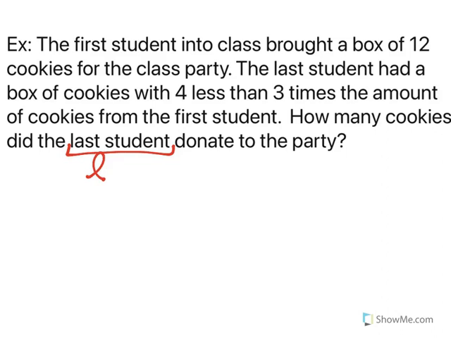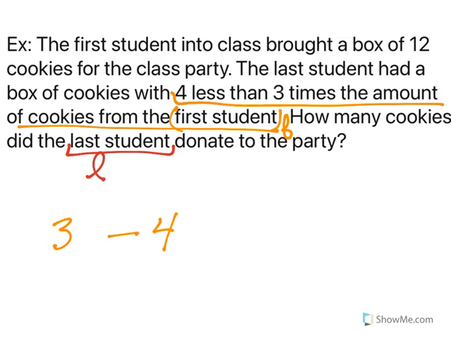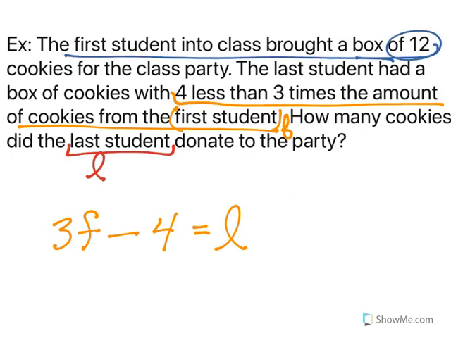So we have this information here, 4 less than 3 times the amount of cookies from the first student. Right now, I'm going to call the first student F just for fun, okay? So 4 less than 3 times the first student gives me the amount of cookies for the last student. Here's my equation, right? With my first student and my last student and how they're related. Now we know the first student had 12. That means we know F equals 12. So in my equation, I can say 3, substitute in 12, minus 4 is going to give me the number of cookies for that last student.